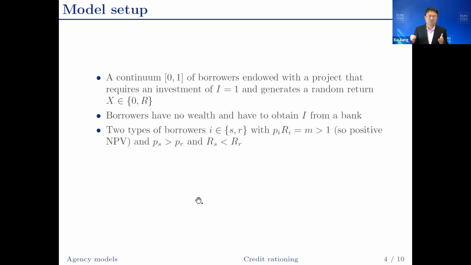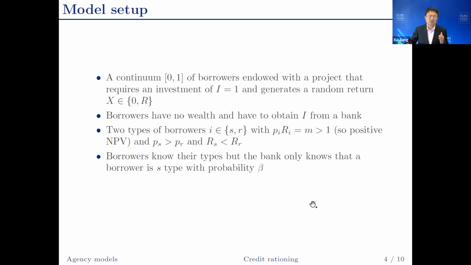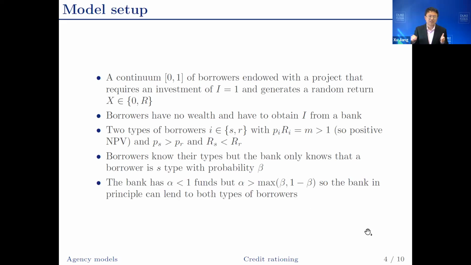There are two types of borrowers, as we just mentioned. There is a risky borrower, and then there is a safe borrower, or more risky versus less risky borrower. They all have the same NPV, and the NPV is positive. The safe borrower has a higher probability of success, and conditional on the project being successful, the return for the safe borrower is lower. Borrower knows about their type. The bank only knows that the borrower is of safe type with some probability beta. The bank does not have enough funds to fund every borrower, but the bank does have sufficient funds to lend to both types of borrowers in principle.